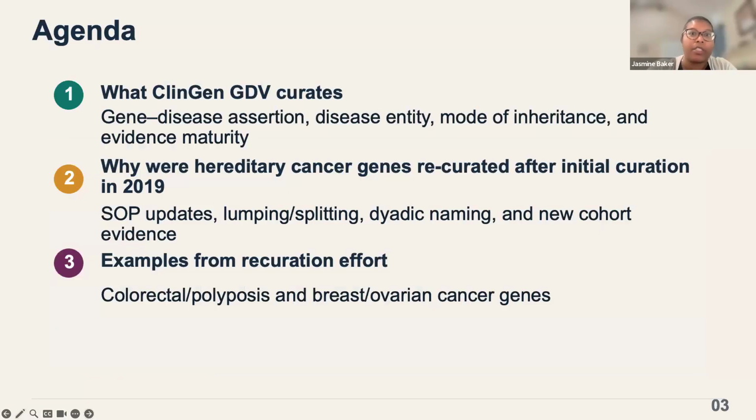So throughout the presentation, I'm going to hit three major points. I'm going to begin with what the ClinGen gene disease validity curations actually curate, and how an assertion is defined. Then I'll explain why the hereditary cancer relationships were first assessed in their earlier effort and why they needed recuration. And finally, I'm going to discuss specifically the work with colorectal cancer and polyposis and breast and ovarian cancer genes and what these results mean for clinical interpretation.